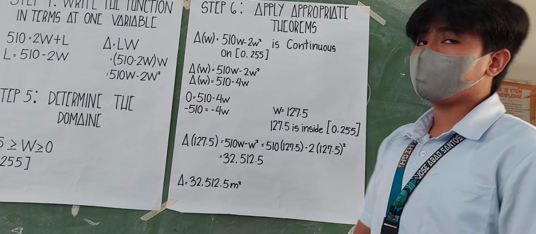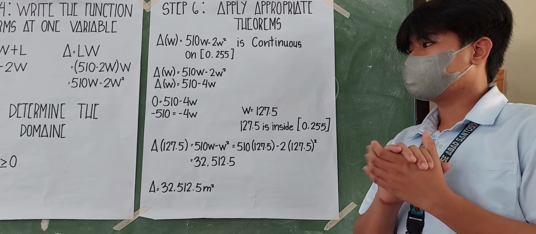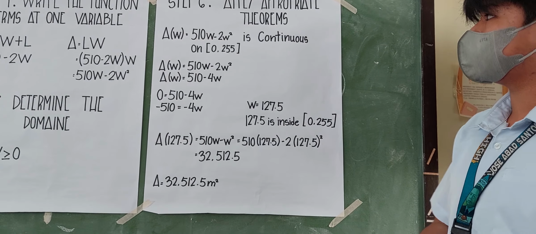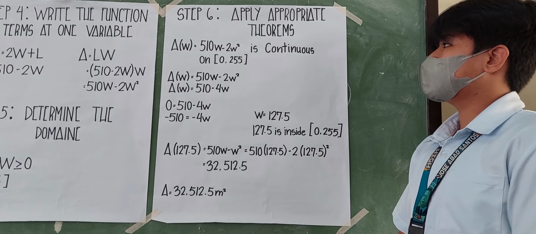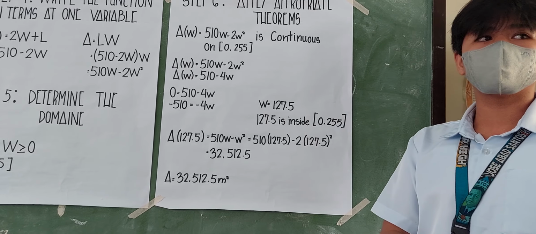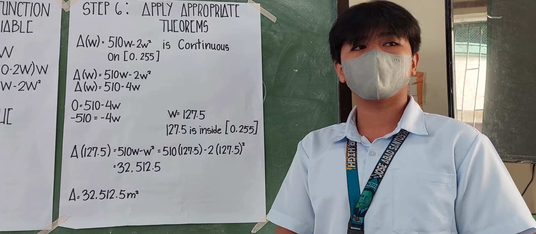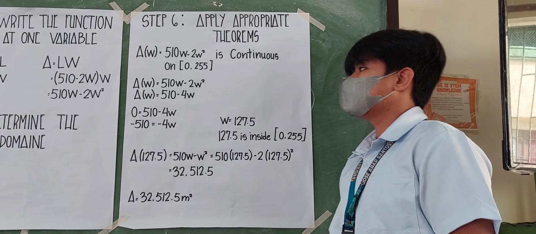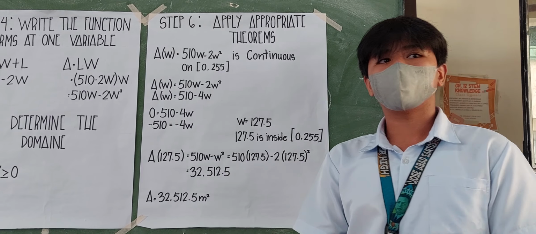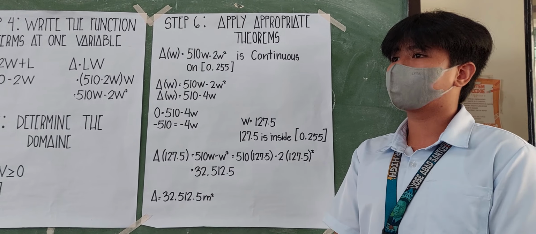And now, proceeding to step 6, apply appropriate theorems. Since we already have our domain, we can now proceed to applying EVT or extreme value theorem. First, we know that 510W minus 2W squared is continuous on the interval W is greater than or equal to 0 but less than or equal to 255. Our next step would be to differentiate our function so that we can find the maximum value for our W.